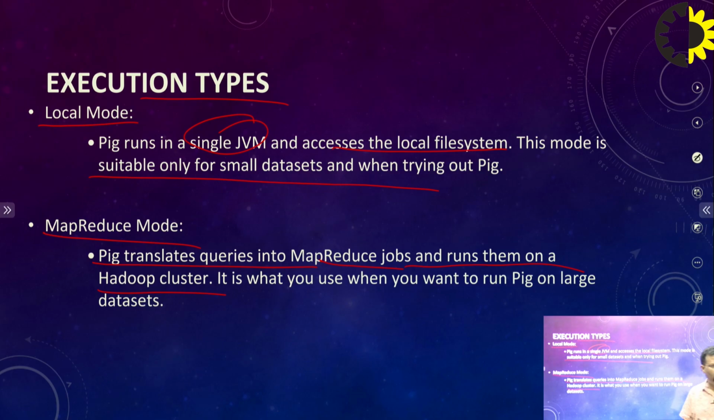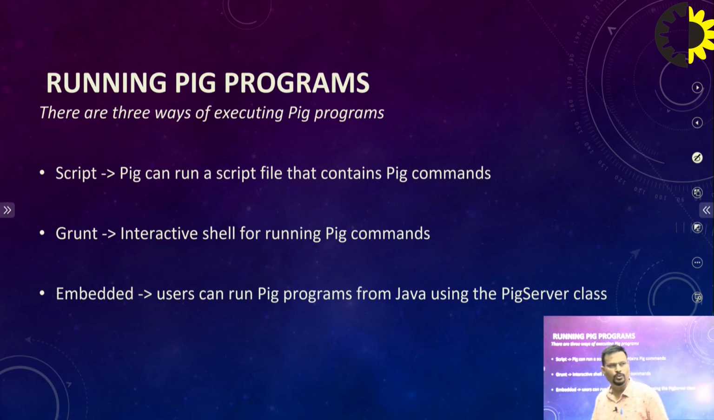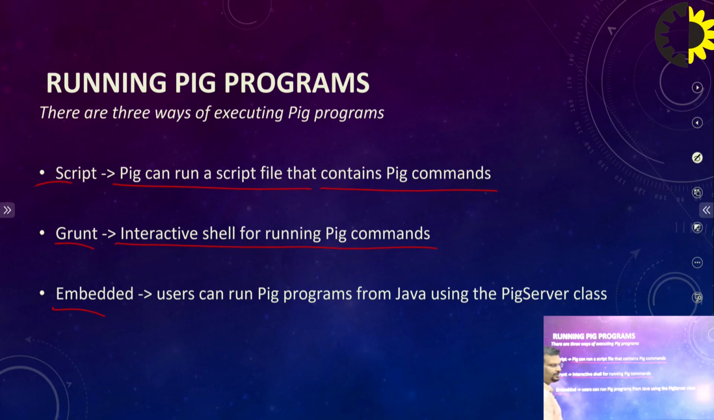Next, running PIG programs with script, Grunt and embedded modes. There are three ways of executing a PIG program. First, PIG can run a script file that contains PIG commands. Grunt provides an interactive shell for running PIG commands. Next, embedded: the user can run a PIG program from Java using the PigServer class.